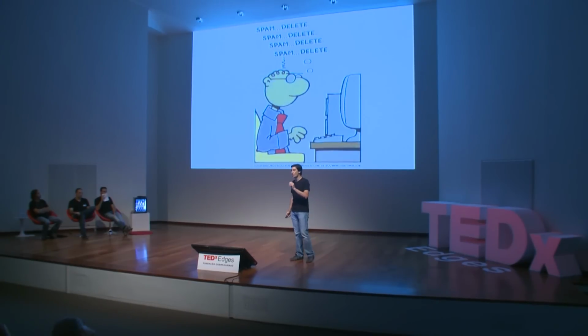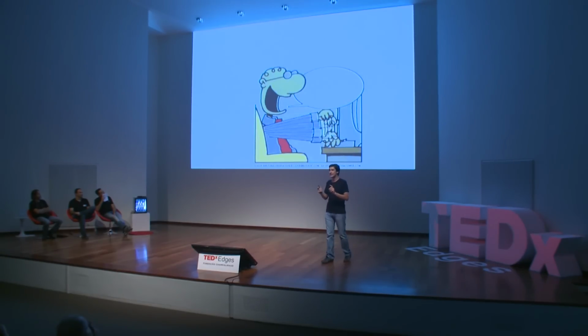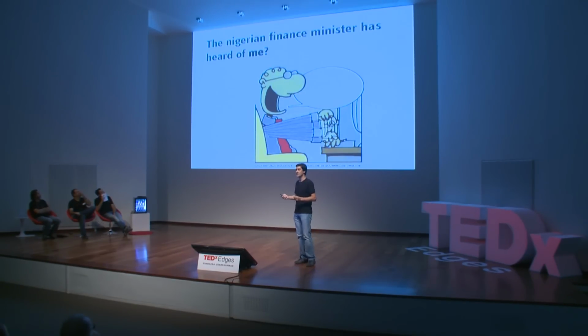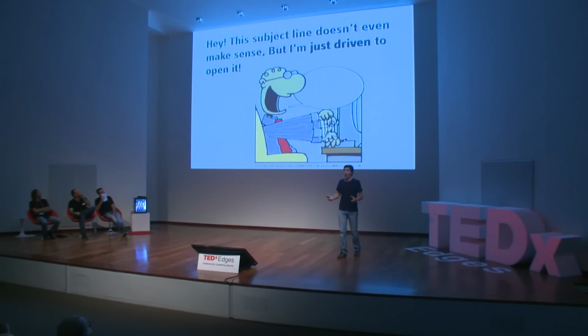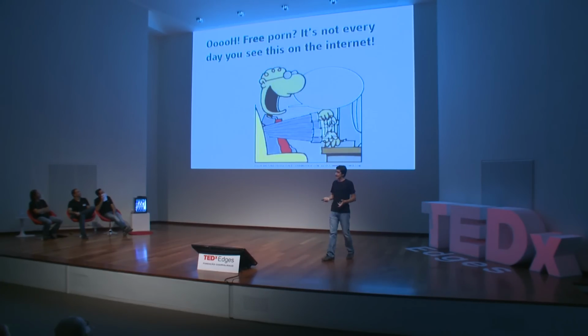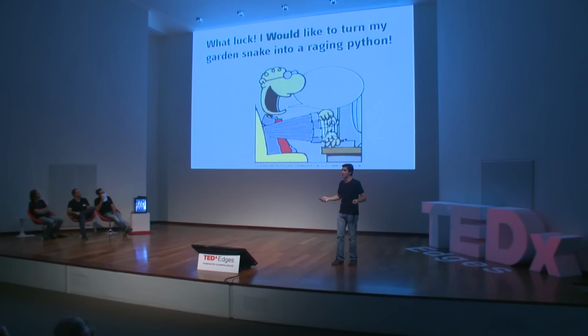Let's see how a normal user behaves when he receives spam. This is how he normally behaves. Now, let's see a different type of user, a user that has a different type of reaction when he receives a message like this. Or like this. Or like this. And the next one is my preferred one. It's one of the most popular.